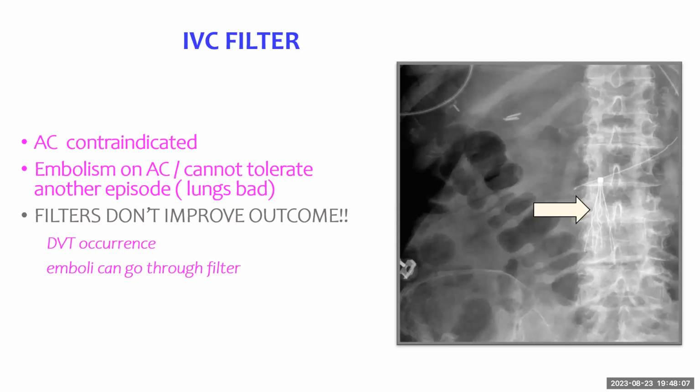What is the role of IVC filter? So an IVC filter is something which is used if anticoagulation is contraindicated, or if there is an embolism on anticoagulation and the patient cannot tolerate another episode because of previous pulmonary disease. The filters do not improve outcome. That is what studies have shown. And DVT can still occur despite IVC filters because you generally are not anticoagulating these patients, and emboli can pass through the filters. So the main indication for filters is if you cannot anticoagulate. And this is just a picture showing you an IVC filter here.